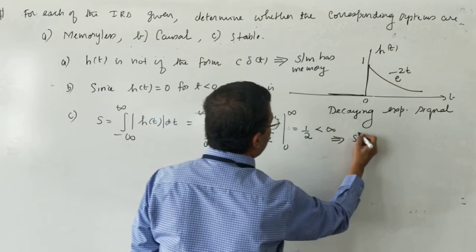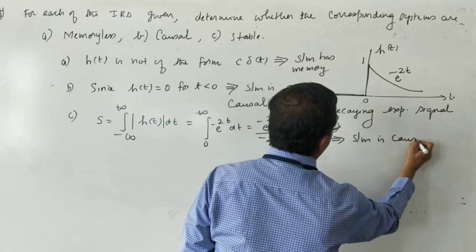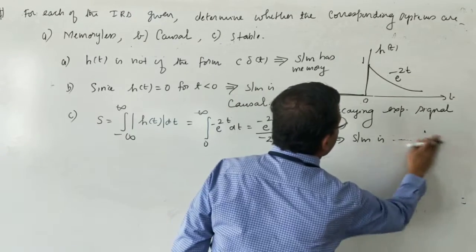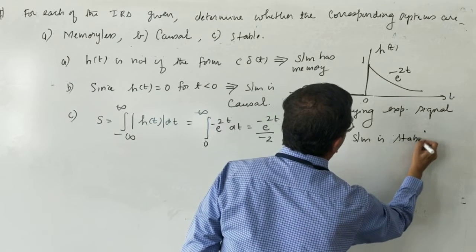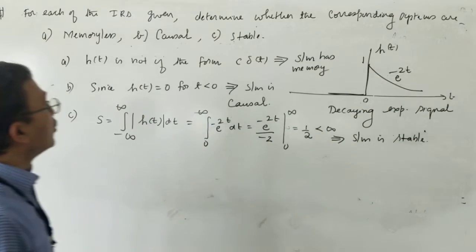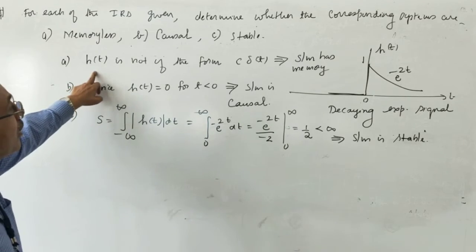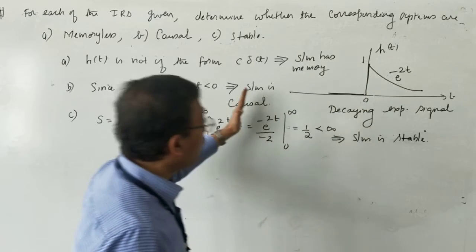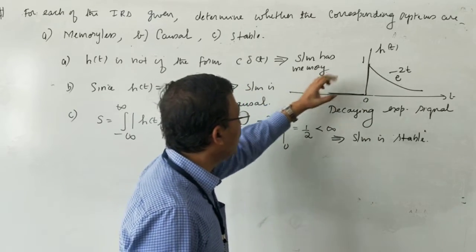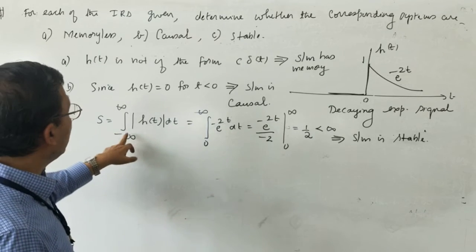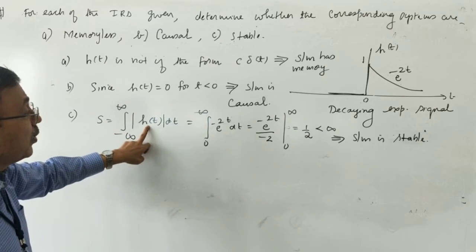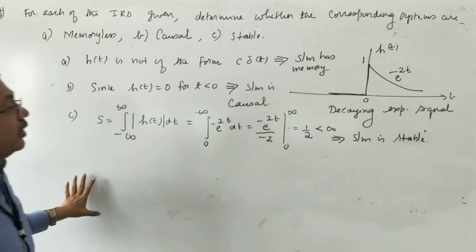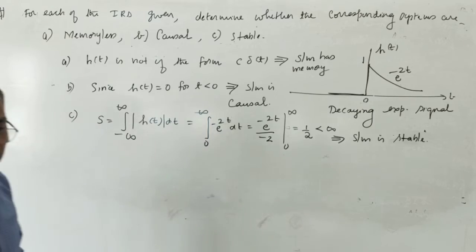This implies system is, sorry, system is stable. Stable means BIBO stable. So the system has memory because h of t is not of the form c into delta of t. h of t is 0 for t less than 0, therefore system is causal. The impulse response h of t is absolutely integrable, which is shown by the fact S equal to half, which is less than infinity. Therefore, system is stable. We'll go to the next problem.